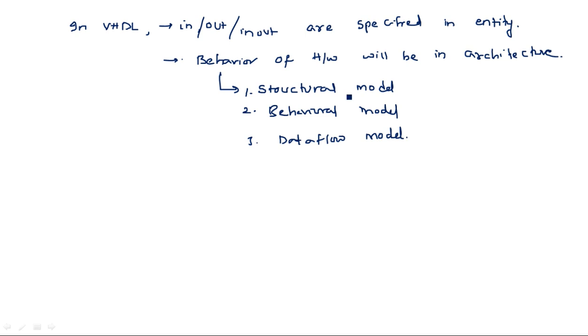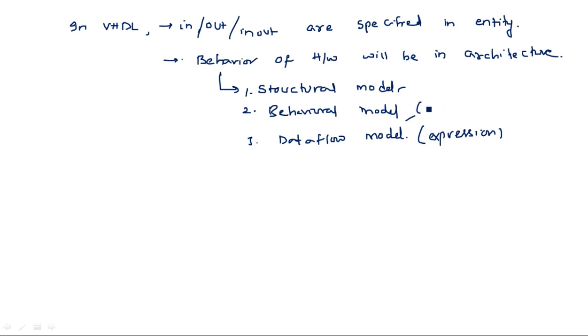And coming to the behavioral model, in the behavioral model we are writing the code based on the truth table. That means what happens when a equal to 0, b equal to 0, c equal to 0. Likewise we will write each and every step. And coming to data flow, in data flow we are going to write the program based on the expression. Based on the expression.